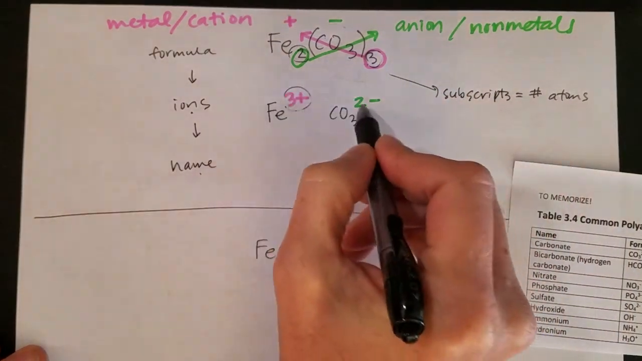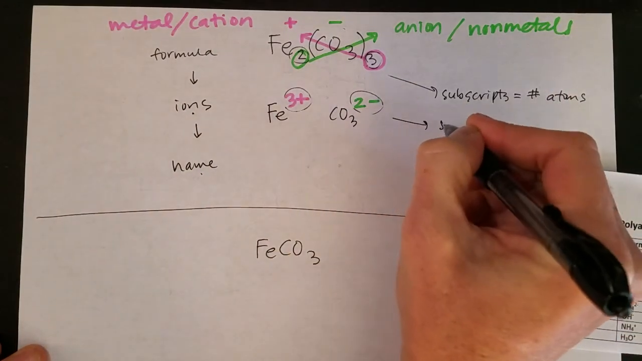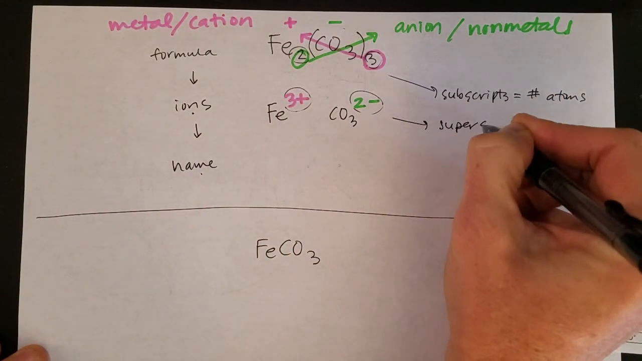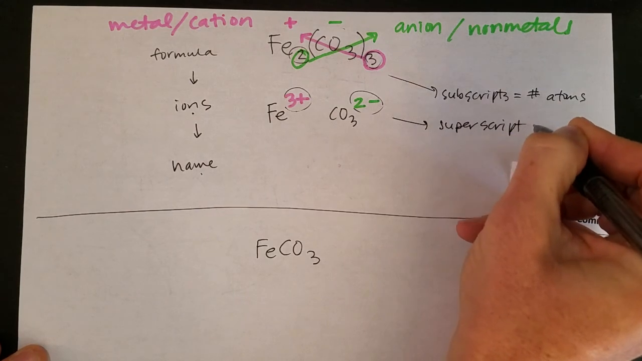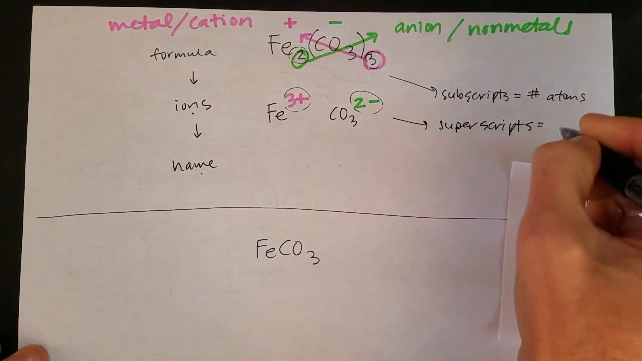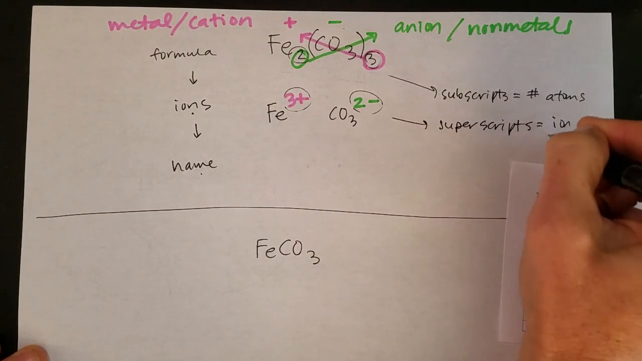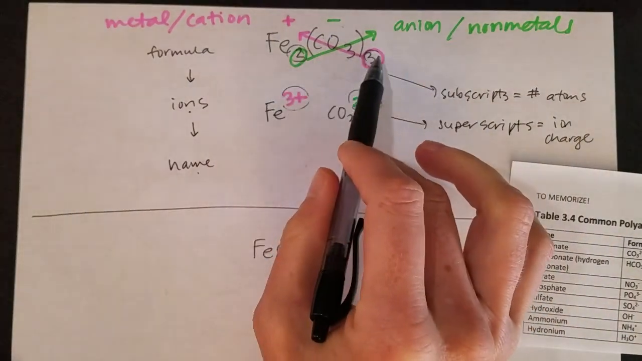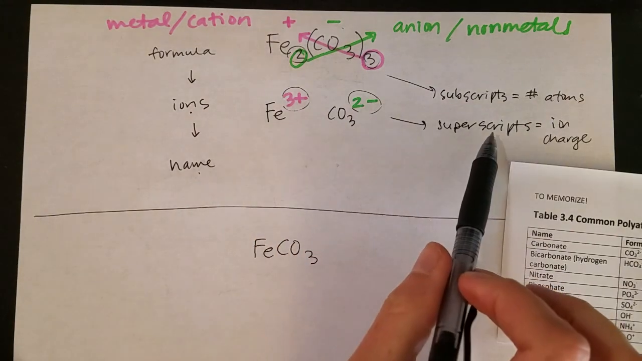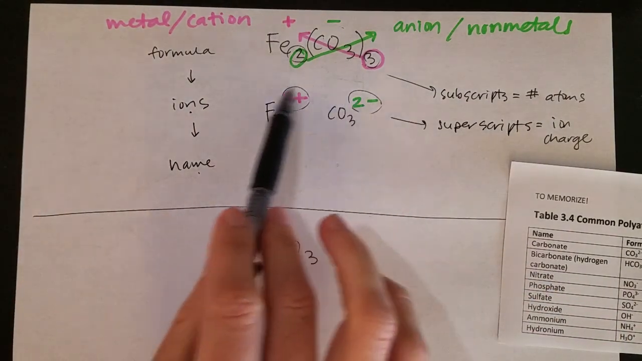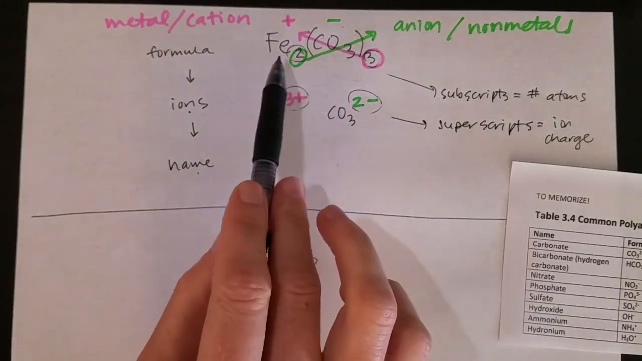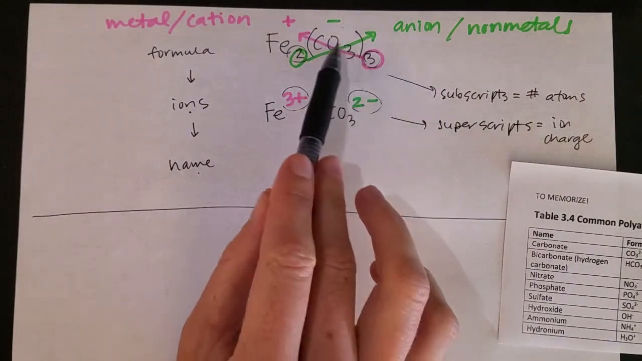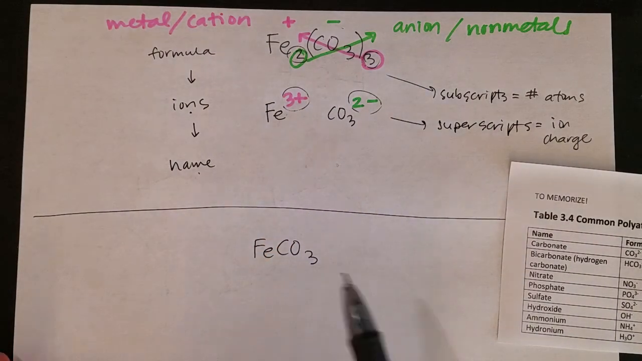These numbers up here are called superscripts. Super is a prefix that can mean above. So superscripts are going to tell us the ion charge. All right, so we've got subscripts, the number of atoms, and superscripts, the ion charge, okay? Once I figured this out, I could tell you there's 2 of these irons and 3 of these carbonates, but I don't really need that to name it.